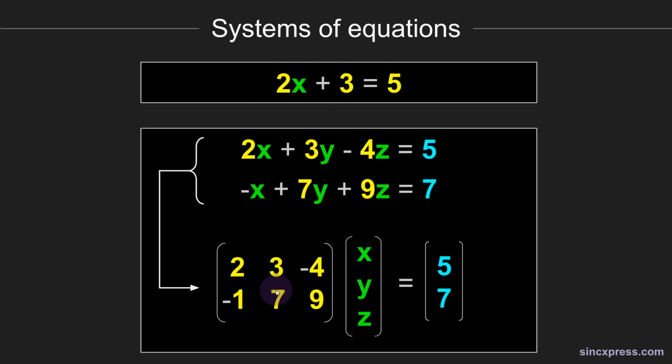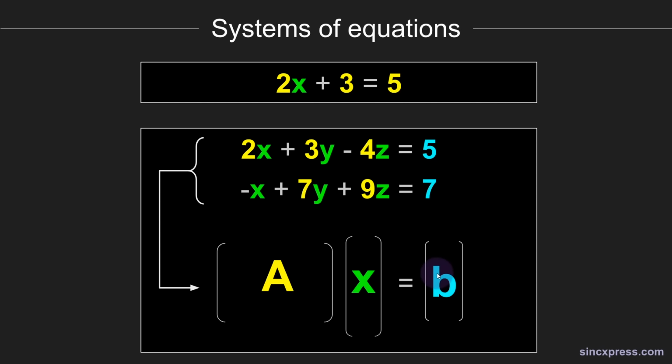Then we rename these as Ax equals b. So that would look something like this. Now you might see this with different letters, but that's okay. It's the concept that's important. So the matrix of coefficients times the vector of variables equals a vector of constants.